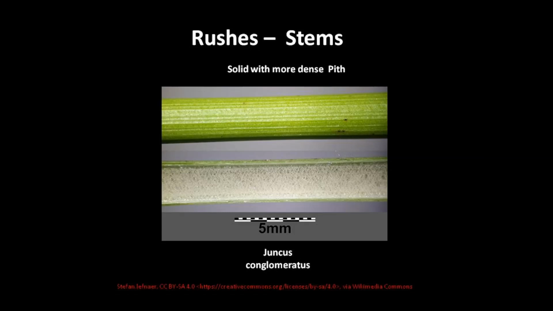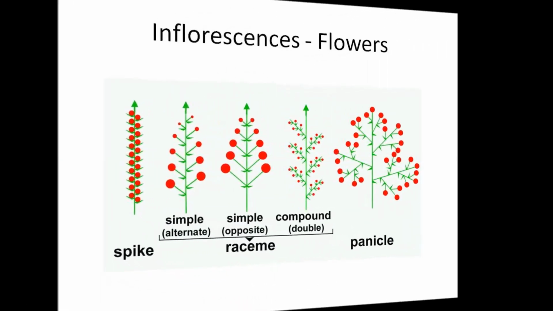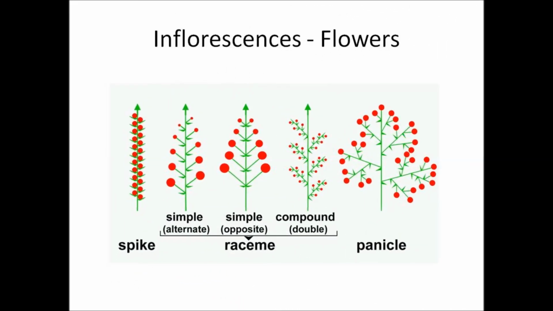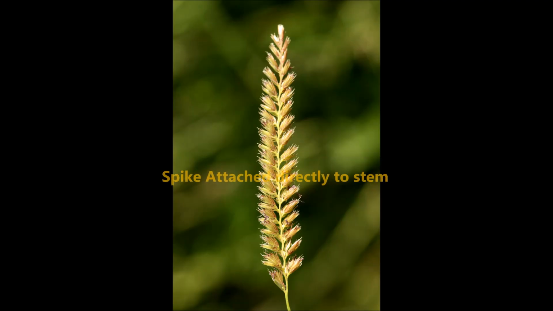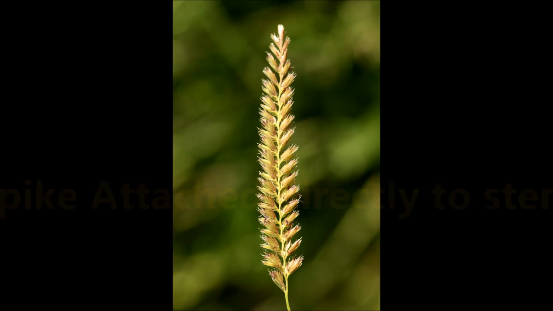We turn our attention now to the grasses, their inflorescence and their vegetative characteristics, and how these things come together in terms of a dichotomous key. The inflorescence of these families are arranged in the same way as our larger flora, and this example is of a spike of the crested dog's tail.